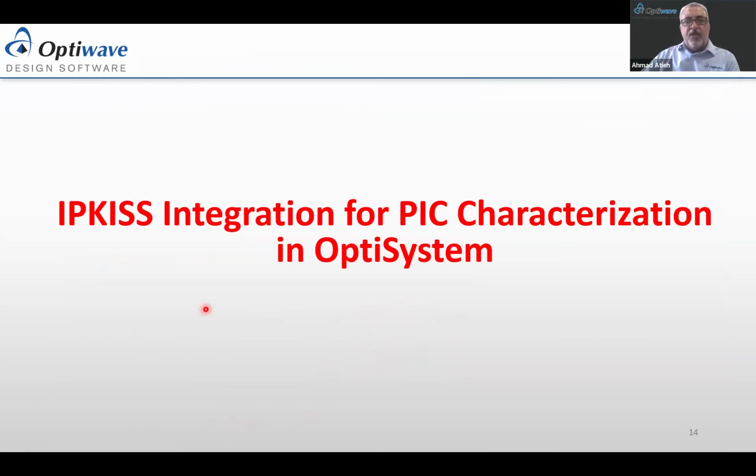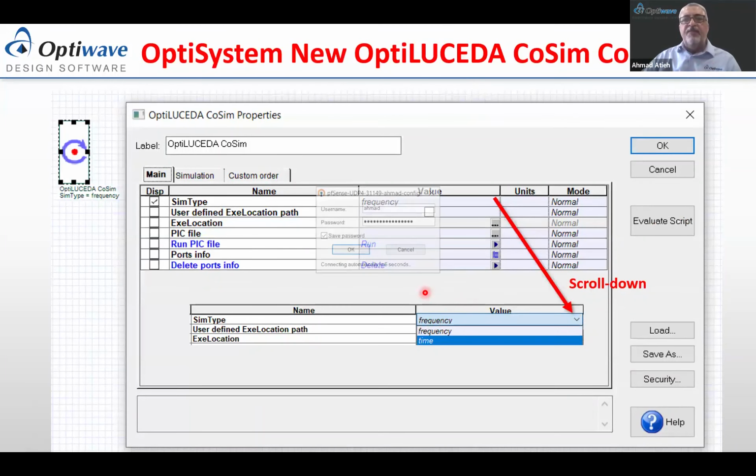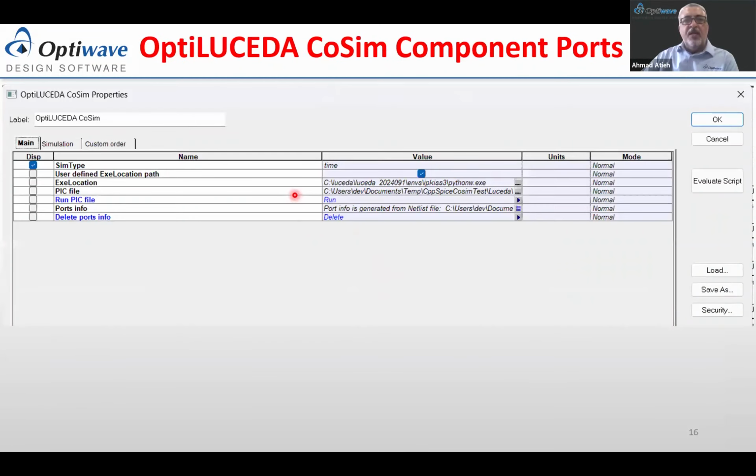As Nirav was saying about IPKISS creation of this Photonic Integrated Circuit, and then how we can take this design of the Photonic Integrated Circuit into OptiSystem and try to do a system level characterization. So we have this component called OptiLuceda, and this component you can run in the time domain or frequency domain. And once you set up your domain of calculation, you have to have IPKISS software on your machine, so you can enable a path for that software.